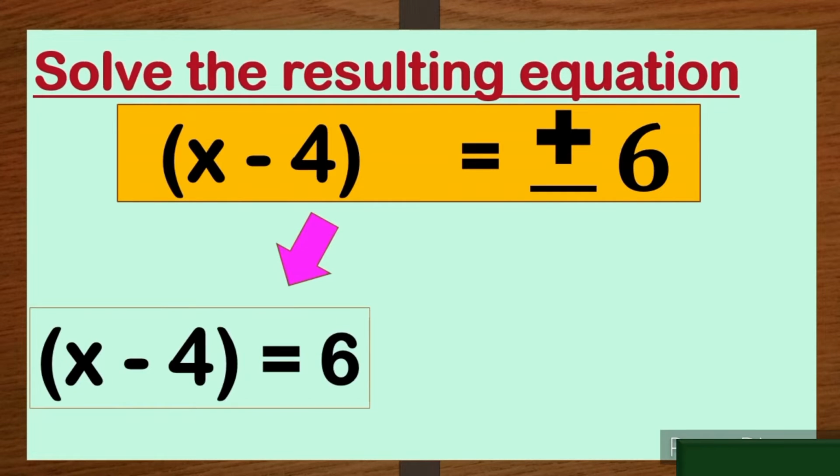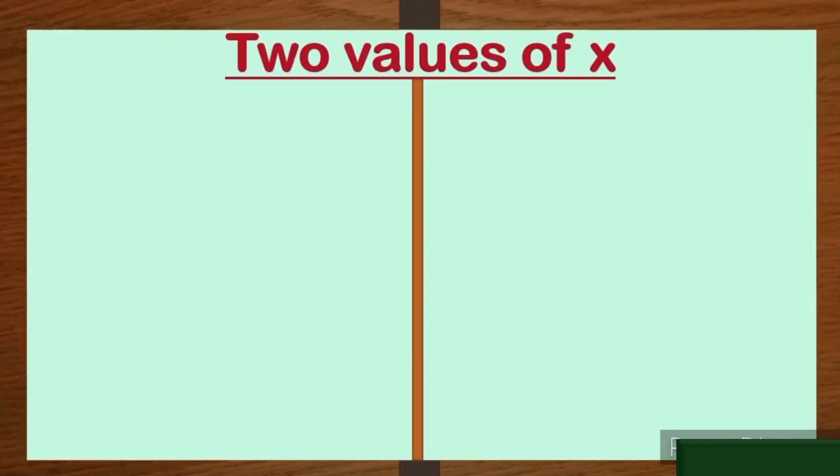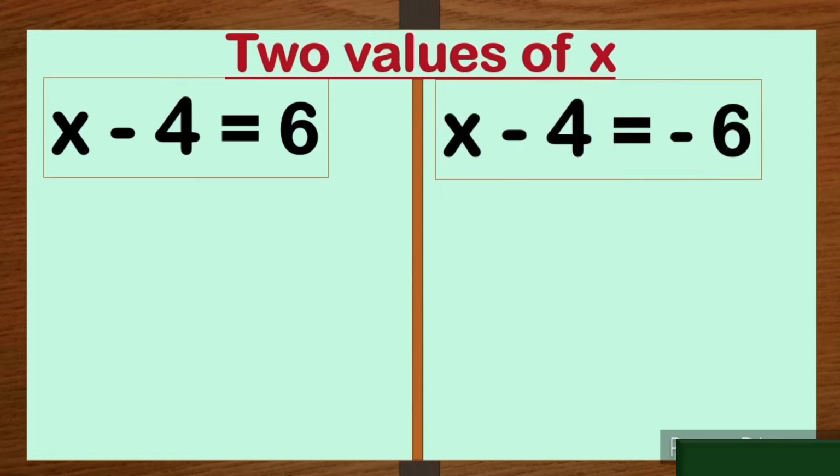So it becomes x − 4 = 6, and the other one, x − 4 = −6. Those are the two equations we will solve, giving two values of x: x − 4 = 6 and x − 4 = −6.